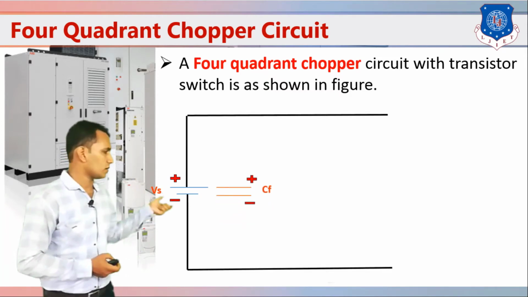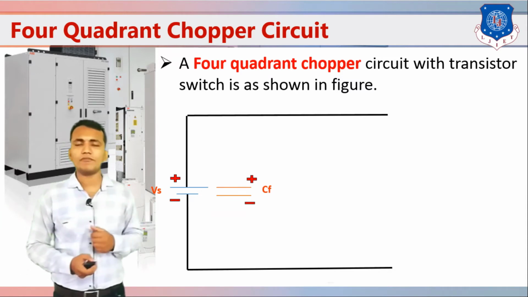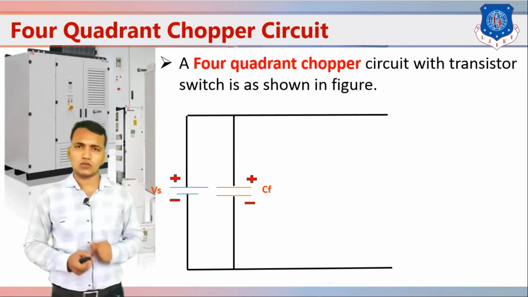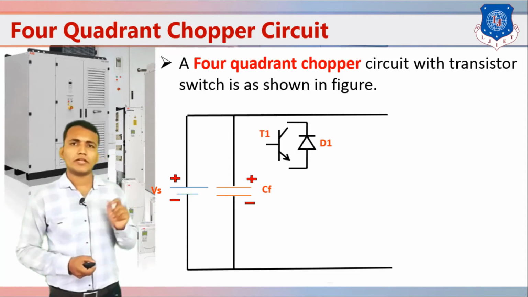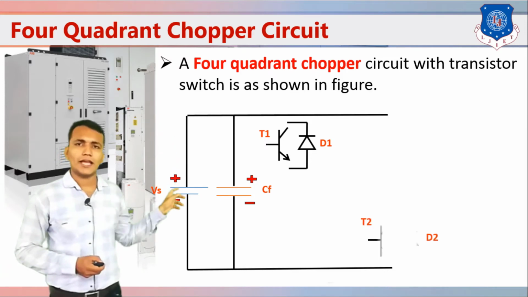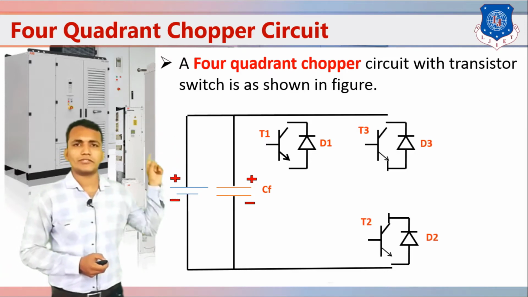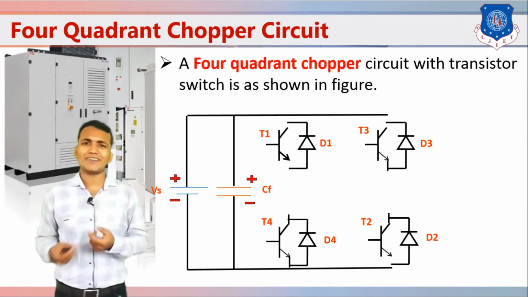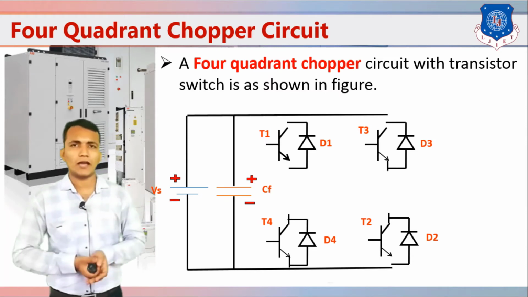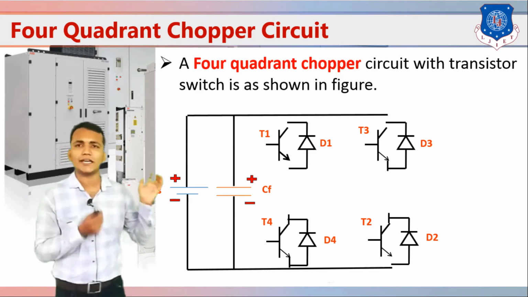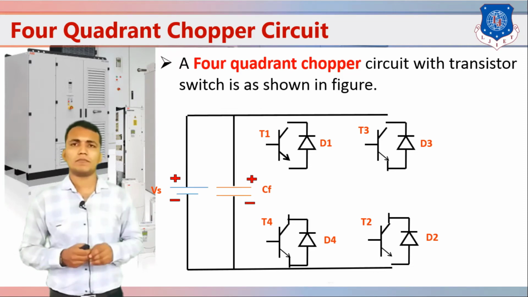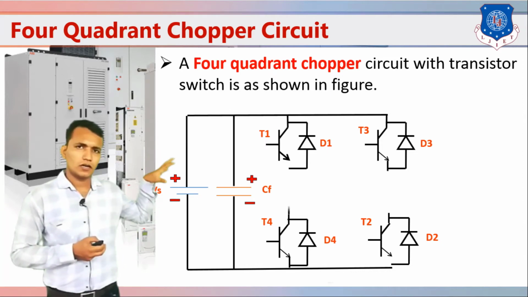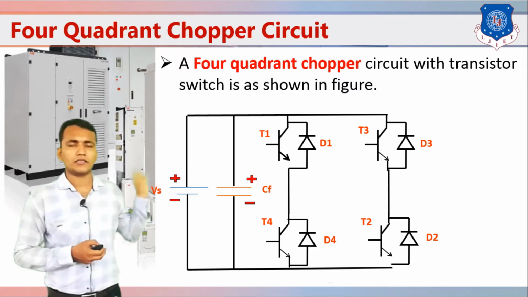Then we take the capacitor CF for a constant DC voltage supplied to the 4-quadrant chopper circuit. Then we take the first transistor T1, then transistor T2, then transistor T3, and then transistor T4. Across the transistors we connect the feedback diodes D1, D2, D3, and D4. So that is the basic circuit. Now we connect this circuit.